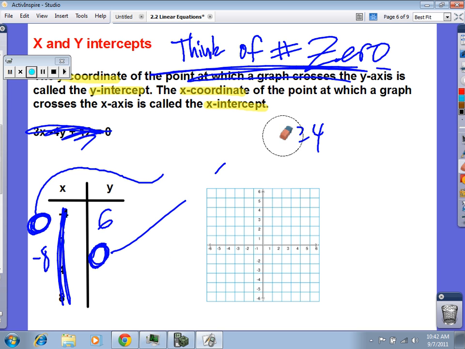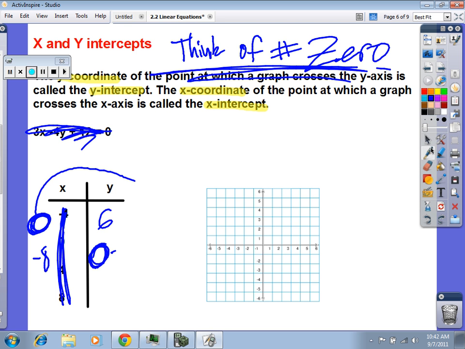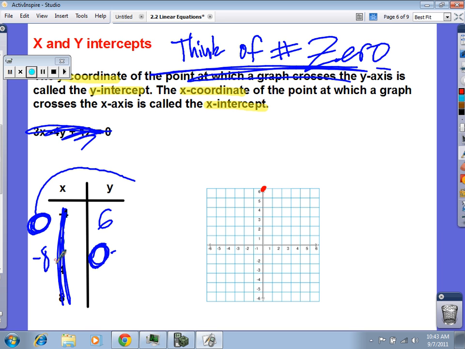And they might not fit. So if you graph them, you've got a dot on 0, up 6 right here. And if you graph this one, you've got a dot at negative 8 and 0, somewhere out here. Draw a line through your dots. Okay, if you're going to guess which of those 2 dots is your x-intercept, which are you guessing? Which one of those 2 is your x-intercept?